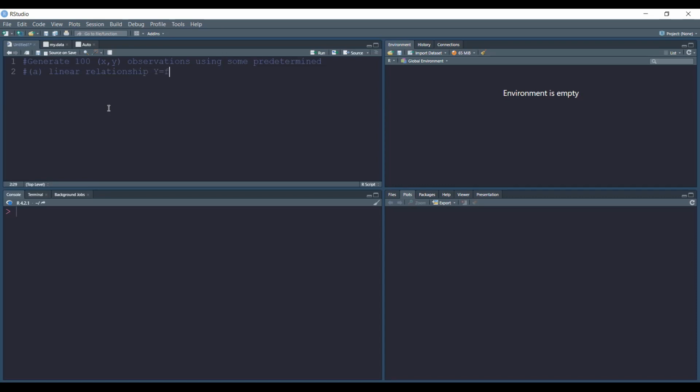y is equal to beta naught, I'll just write it as a and b, a plus bx, and some predetermined linear relationship and a zero mean random variable as the error term, epsilon. The linear relationship as the true relationship f. This is f.